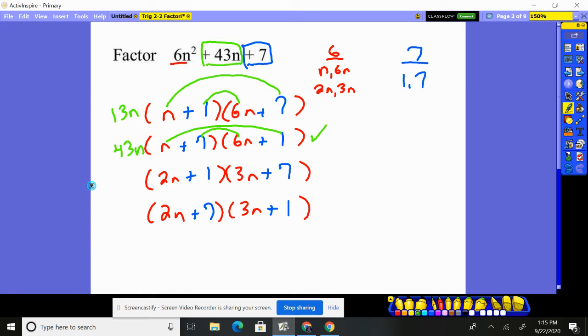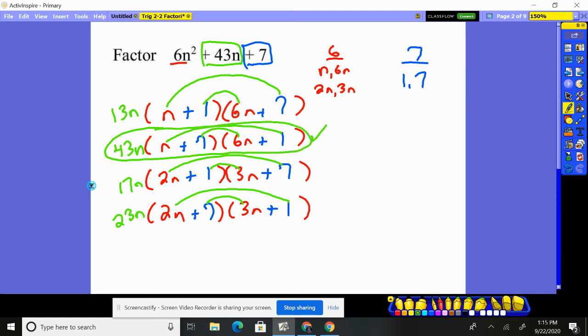There she is. Notice this one here would have been a 14 and a 3. That would have been 17n, which doesn't work. 21 and a 2, 23n. Notice they're all different. The middle terms for all those 4 are different. The one we wanted, though, was right here. So I know that that 6n squared plus 43n plus 7 factors to the binomial n plus 7 times 6n plus 1.